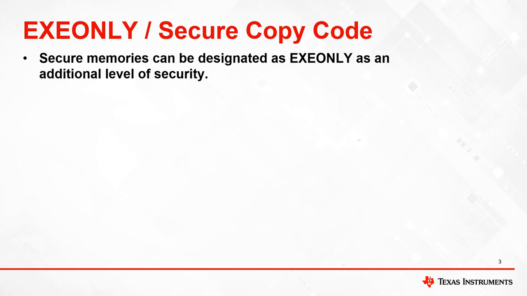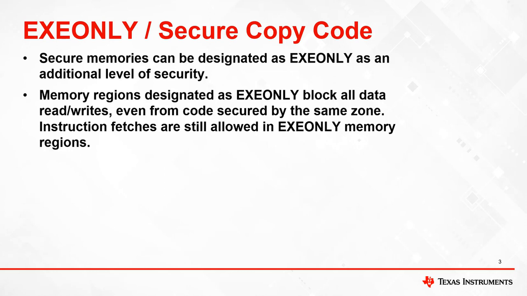As discussed in previous videos in this video series, the exe-only function is used to provide an additional level of security for confidential code. When exe-only protection is enabled for a memory region, all data reads or writes are blocked in that memory region, even if the data read or write is initiated from code secured by the same zone. To enable exe-only protection for a memory region, the user must first designate the memory region as secure via the grab RAM or grab sect fields in the zone select block. Then they must enable exe-only protection for that memory region via the exe-only RAM or exe-only sect fields in the zone select block.